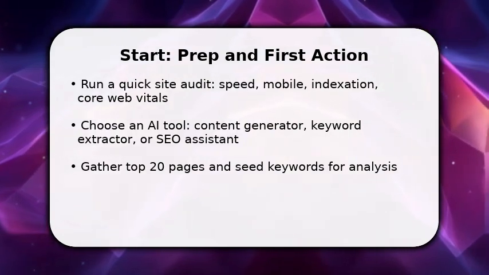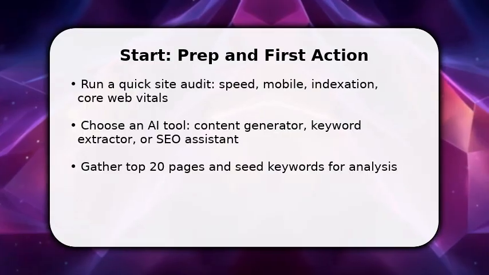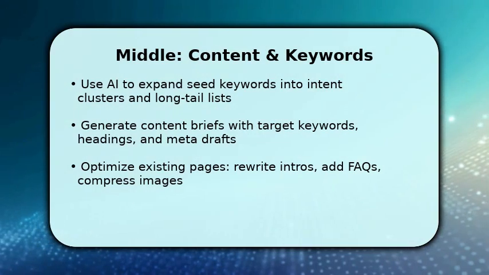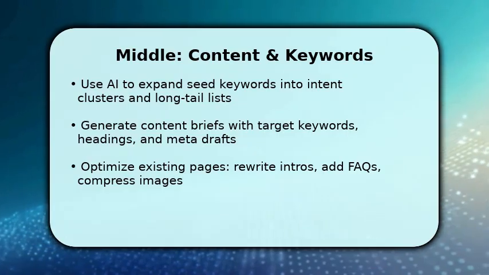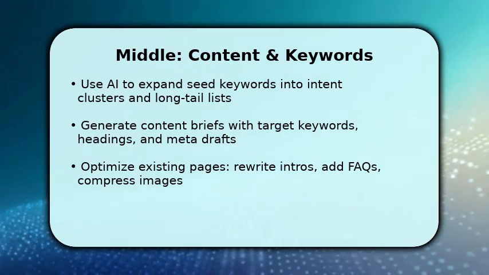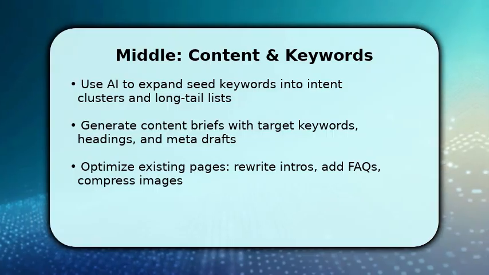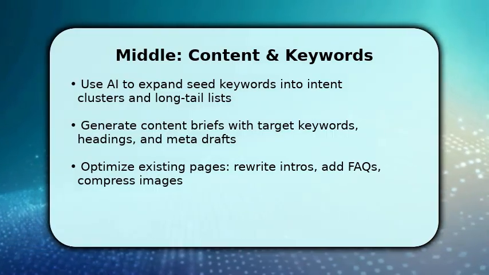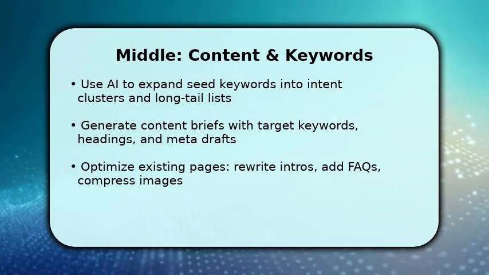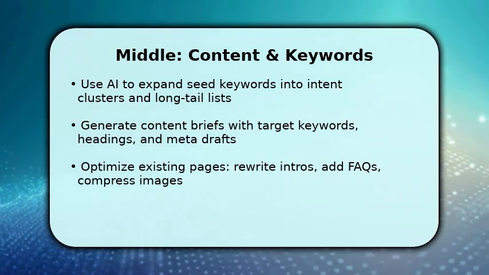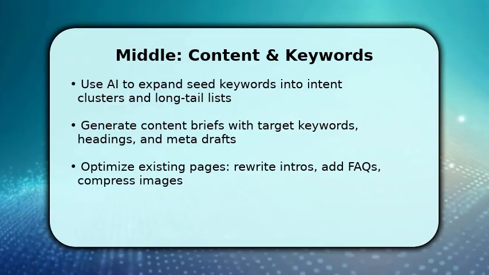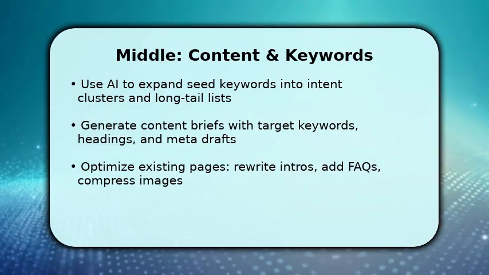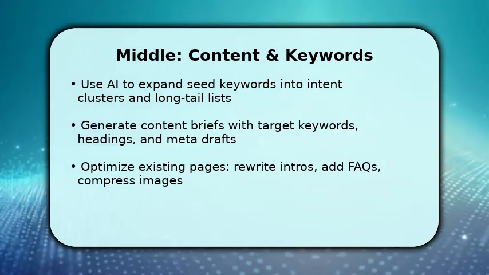Now you move into execution. Ask the AI to expand your seed keywords into intent-based clusters and prioritized long-tail phrases because relevance beats volume. Then create granular content briefs that include target keywords, suggested headings, meta descriptions, and internal link suggestions. Use the AI to rewrite weak intros and craft FAQ snippets for featured snippets. Meanwhile, optimize page speed and compress images. These technical wins lift ranking.